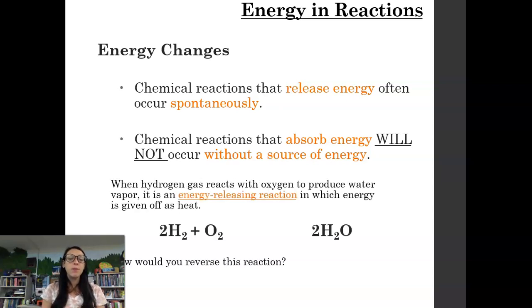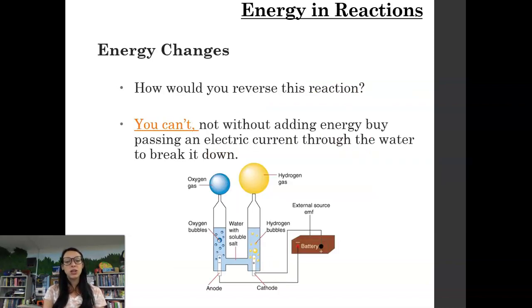So here's our example. When hydrogen gas reacts with oxygen to produce water vapor, it is an energy-releasing reaction in which energy is given off, typically as heat. So we'd have something like this. However, if we wanted to reverse the reaction, like I've already mentioned, we would have to supply some sort of electrical current. This is what it kind of looks like. Don't worry too much about the nitty-gritties, it's just an example, but it demonstrates how you would supply the energy to break these chemical bonds to allow a change in the reactants and products.